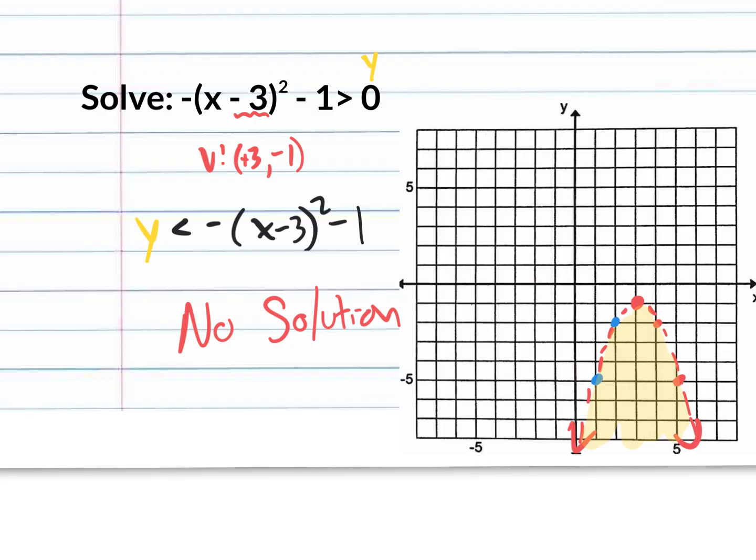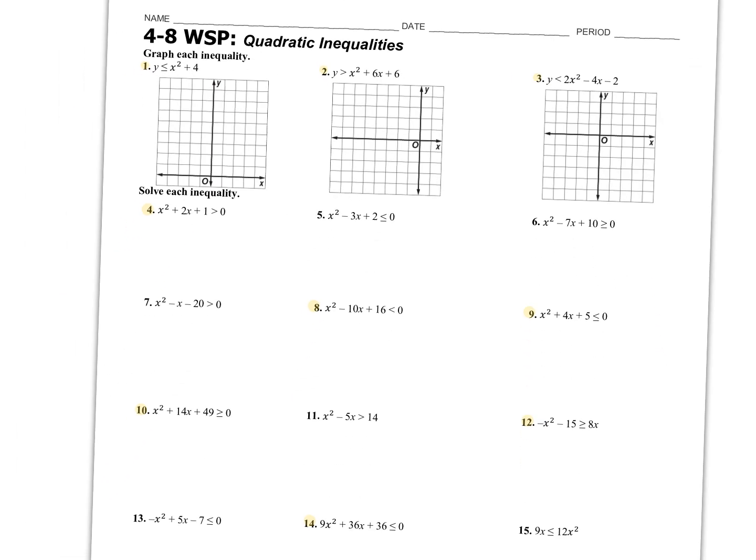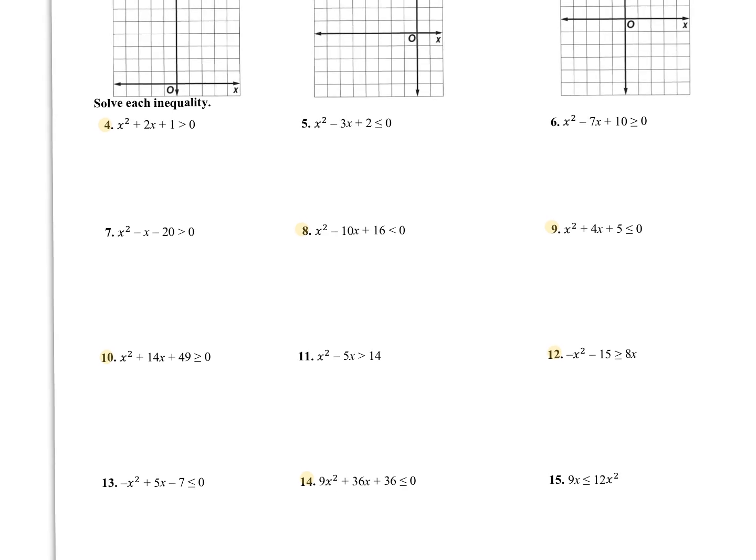Okay, so we do have a practice worksheet, 4.8 WSP. You have 3 of these that they want you to just practice graphing and shading. And this bottom part, I selected these questions that work out pretty nicely when you think about their graphs. In the future, we're going to go back and do this worksheet with the quadratic formula and other methods. But right here, go ahead and circle 4, 8, 9, 10, 12, and 14. And I also want you to practice doing the first 3. So this is a great way to get prepared for Friday's test.